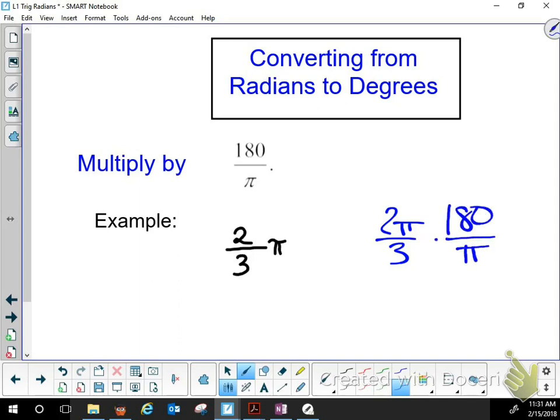What do you notice? Pi's cancel. I could then say 3 into 180 is 60 times 2. I've got 120 degrees. Ask me questions. Okay, so there we have 120. Good?